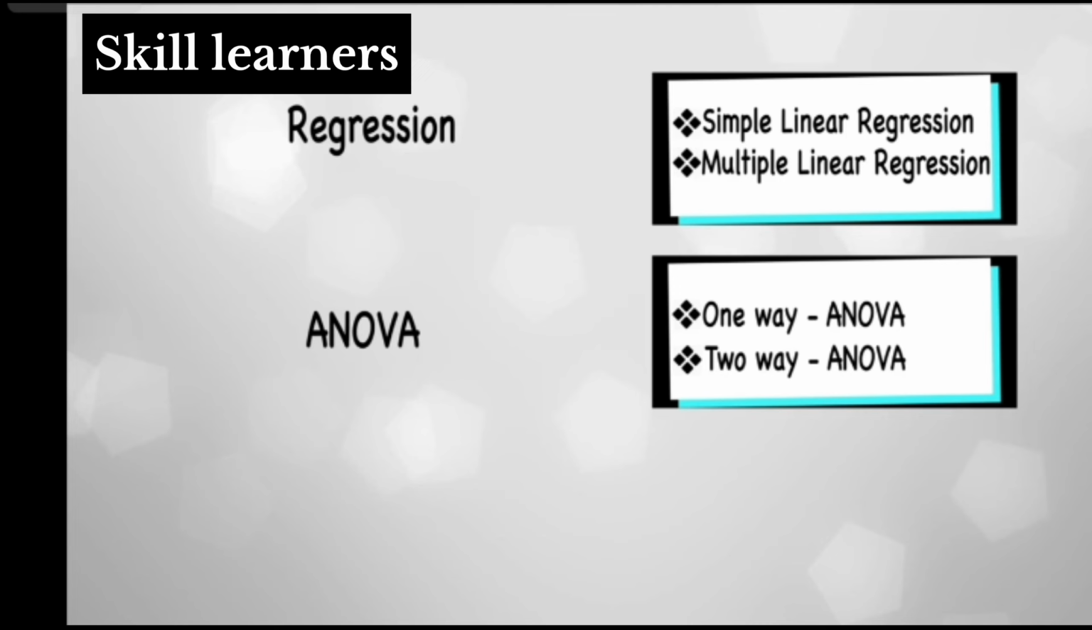In ANOVA, we go one step further, where we can actually compare the average income of multiple groups. So in the same context, an appropriate example would be if you're trying to compare the average income of guys who did not complete school with people who completed school but did not complete college, and a third group of people who have completed college.